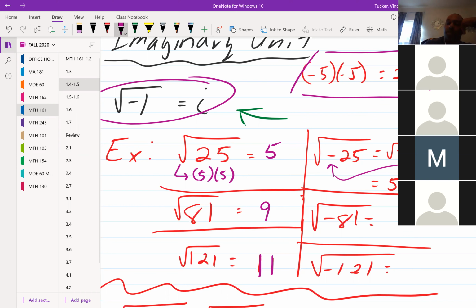All right, so the square root of -81 is going to be 9I. Square root of -121 would be 11I. So whenever you're taking the square root of a negative, the negative is under the radical, then I should be involved.